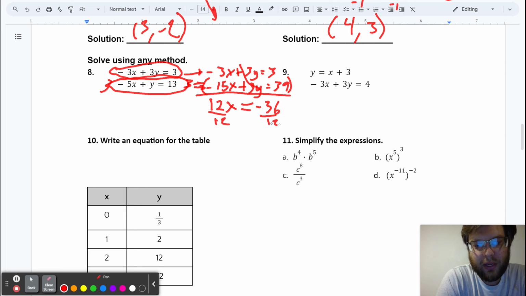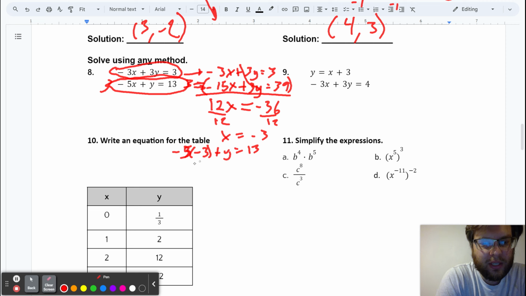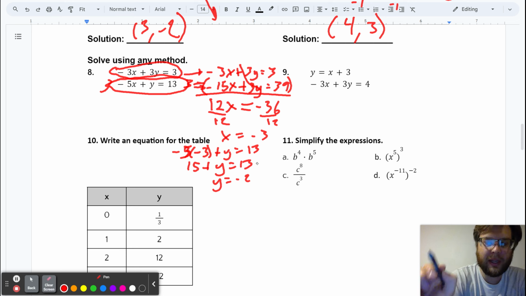If I divide by 12, I get x equals negative 3. I'm not quite done until I solve for y also. So I'll use the bottom equation. Negative 5 times x plus y is 13. That's 15 plus y is 13, which means that y has to be minus 2.